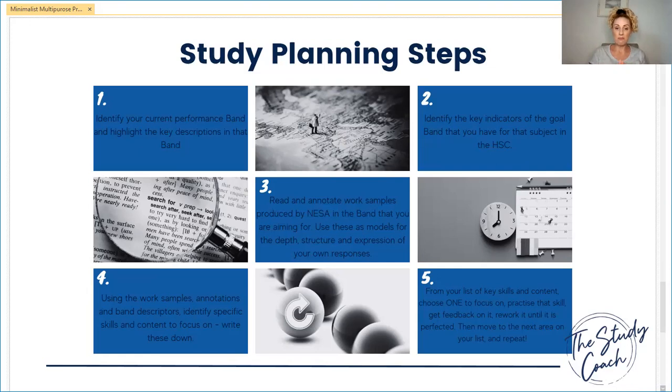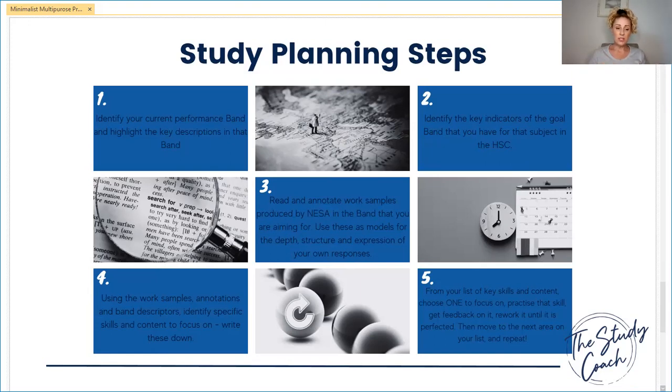You want to get the band that you're aiming for and you want to annotate those. Often we just read them and go, oh yeah, great. But you want to go in and find what sort of phrasing they are using when they're talking about textual examples or bringing in data, or a specific scientific research methodology, or whatever it is. How are they wording that? How are they introducing that? What level of information are they showing? How are they showing insight? How are they showing a perceptive understanding of those things? Then you want to use those as models, not plagiarism, but models. So you can model your own responses and your own way of writing on the depth, the structure, and the expression that they have shown, and model those in your own responses.